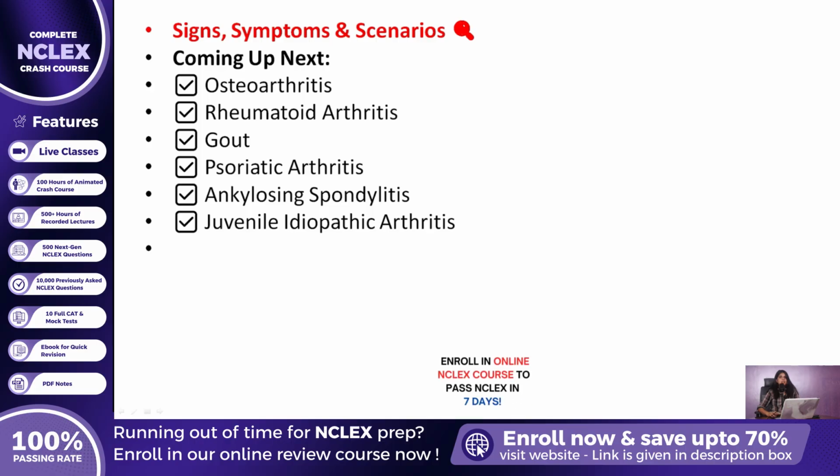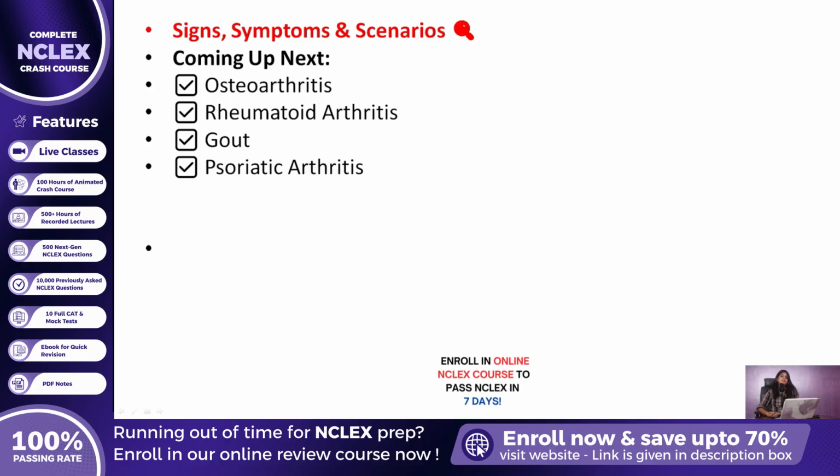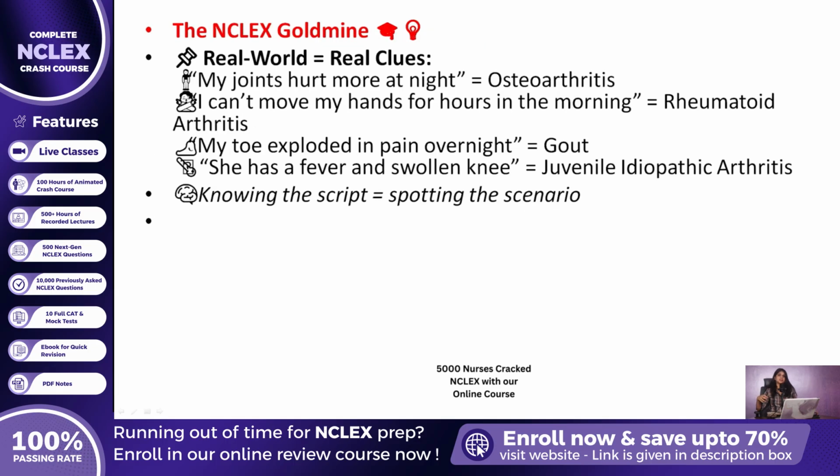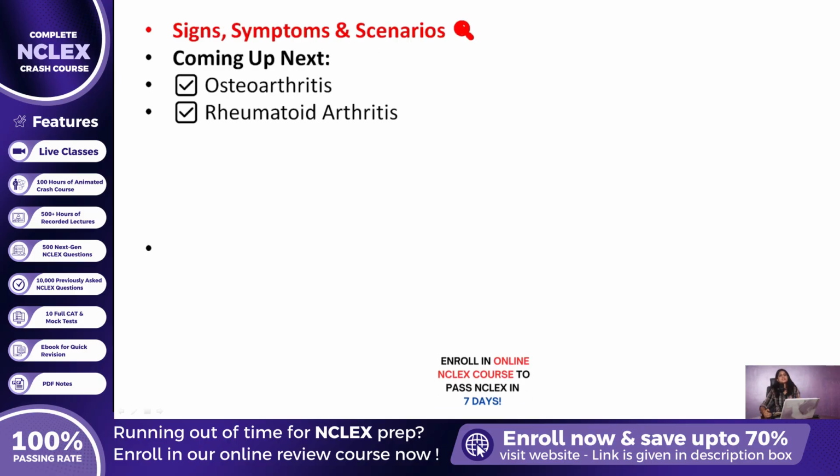So let us break it down, arthritis by arthritis, with vivid, realistic examples you can picture both on the exam and in your everyday practice. Let us begin with the most common form, osteoarthritis, also known as the wear and tear pain. When you talk to patients with osteoarthritis, they will usually describe pain that gets worse the more they move and tends to improve with rest.